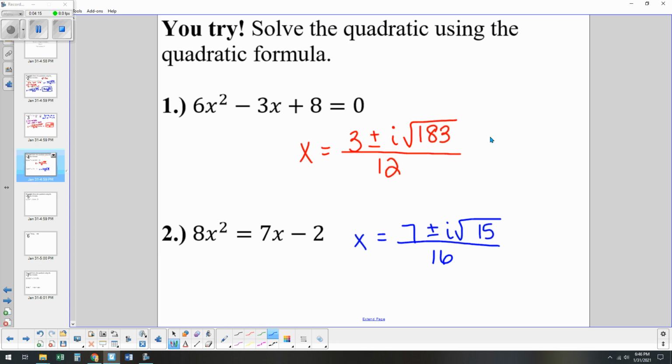All right, so check your answers here. Couldn't go any further with either of these. So it stayed as 183, it stayed as 15, but the negative did come out as i, and I simplified the rest.